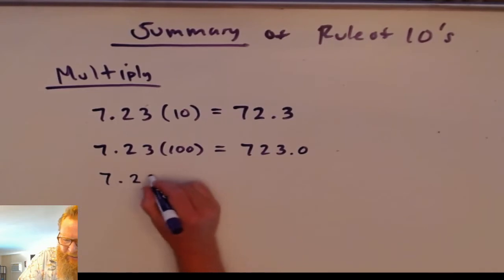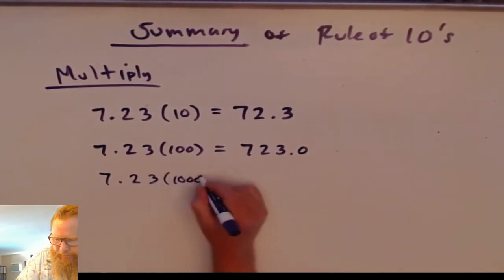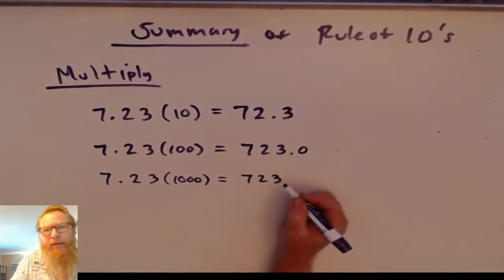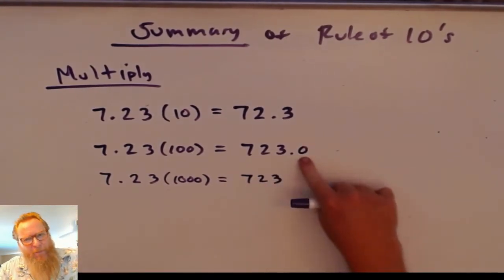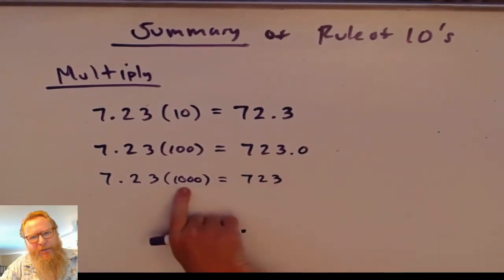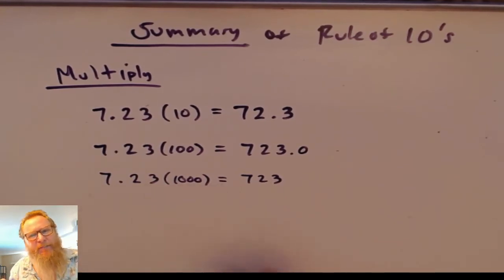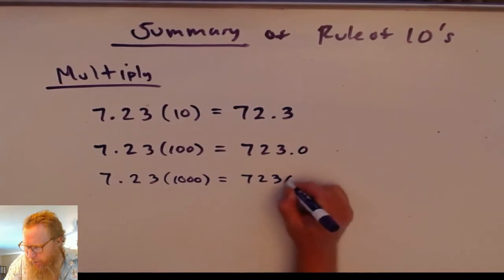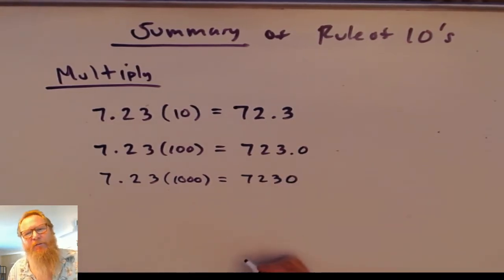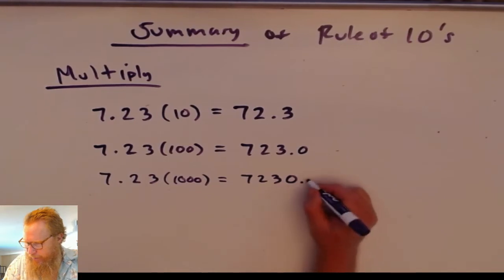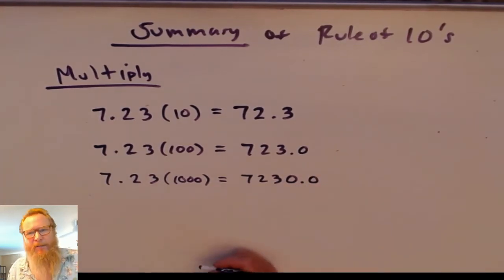Multiply by 1,000. Move it 3 places to the right. Which it's actually kind of cool if you put that 0, because then when you get to something that has more places than you have digits, that 0 becomes important. 7,230. And again, technically it's 7,230.0.